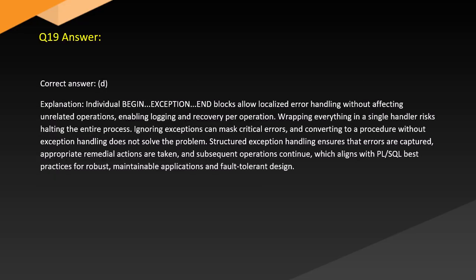Answer. Correct answer D. Explanation. Individual begin exception end blocks allow localized error handling without affecting unrelated operations, enabling logging and recovery per operation. Wrapping everything in a single handler risks halting the entire process. Ignoring exceptions can mask critical errors, and converting to a procedure without exception handling does not solve the problem.